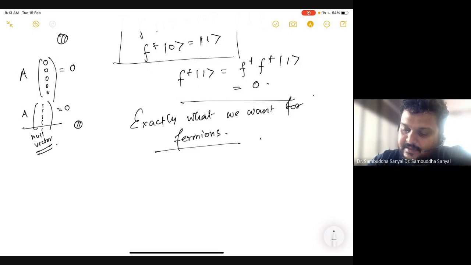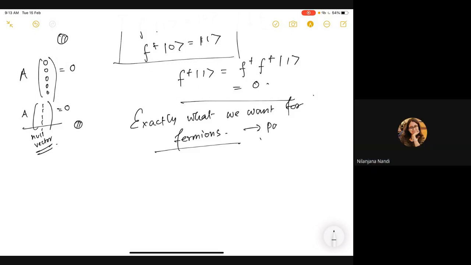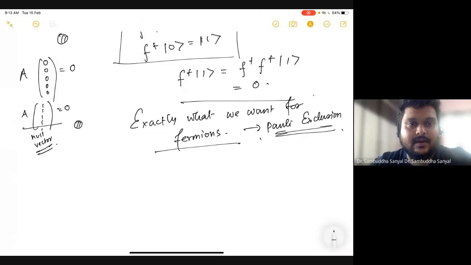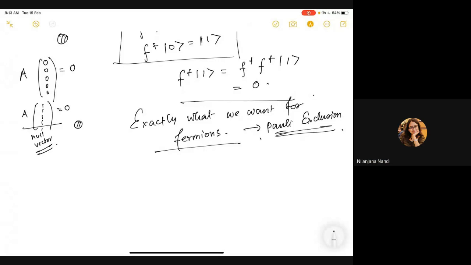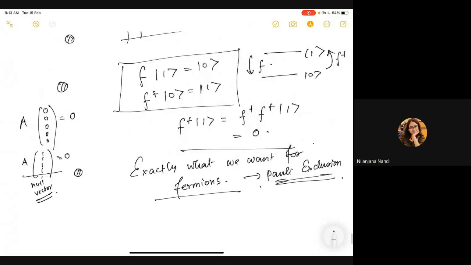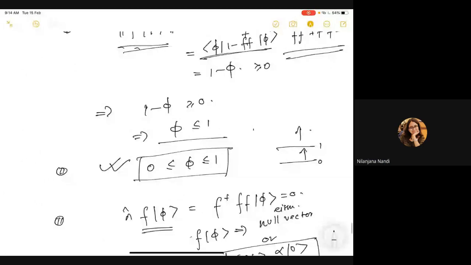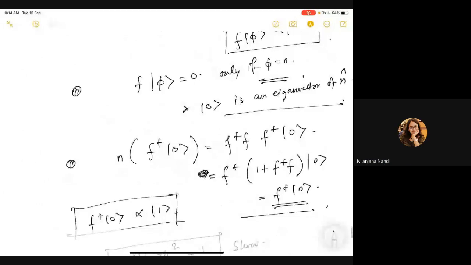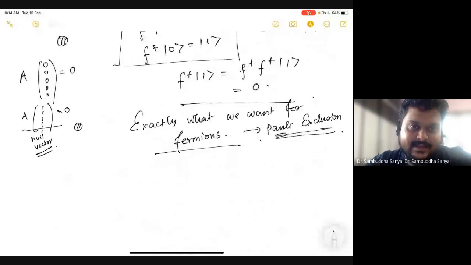Can you please repeat what you said about A acting on the 0 state being equal to 0, and A acting on the 1 state? I'm saying these things in the sense of a non-trivial vector, not a trivial zero vector. I can always have a trivial zero vector, which could mean that it is some zero state.